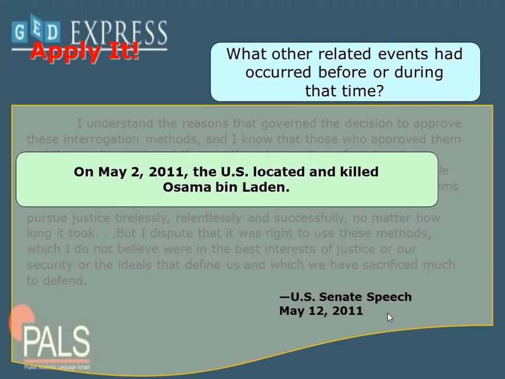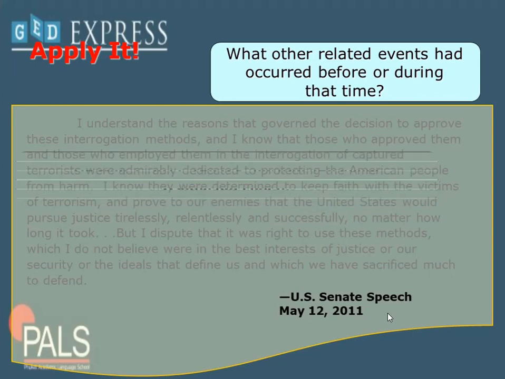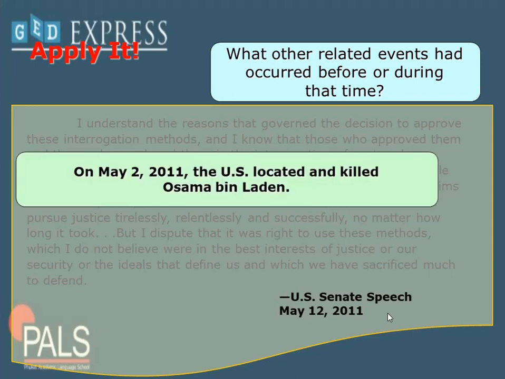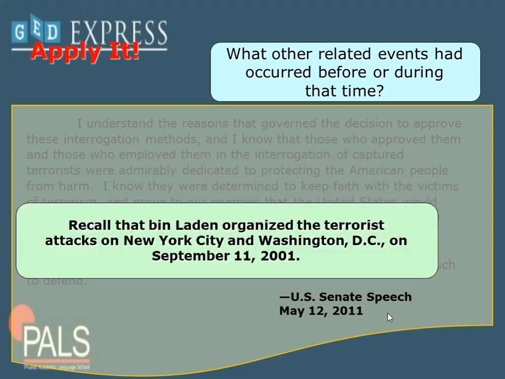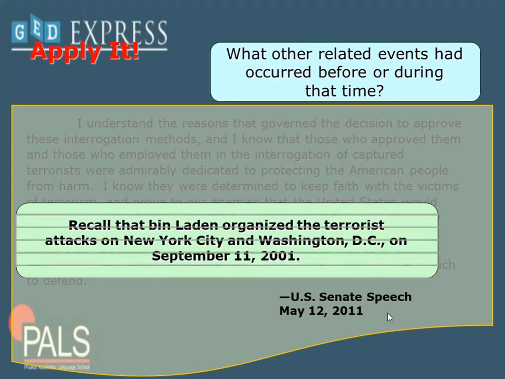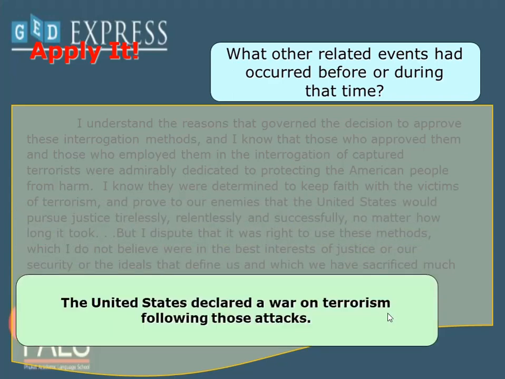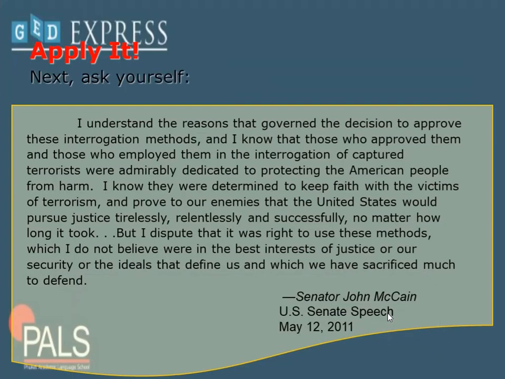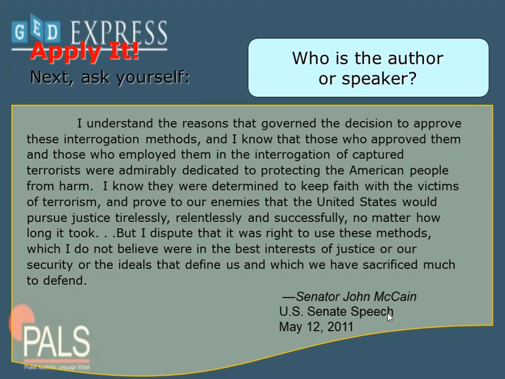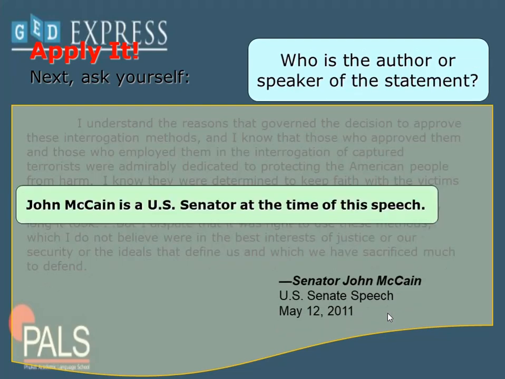May 2, 2011, U.S. located and killed Osama bin Laden. That's your background knowledge that you should know. Recall that bin Laden organized the terrorist attacks on New York City and Washington, D.C. on September 11, 2001. The United States declared a war on terrorism following those attacks. So ask yourself, who is the author of this speaker? It's Senator John McCain.